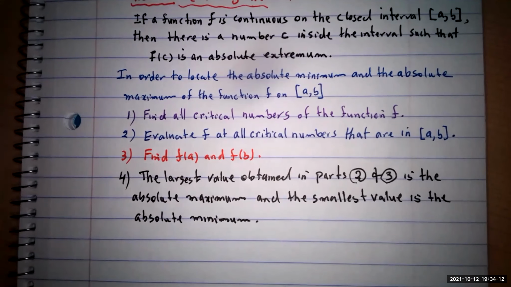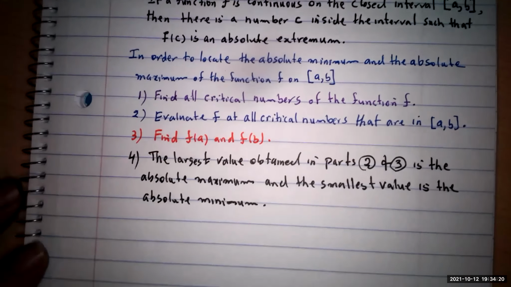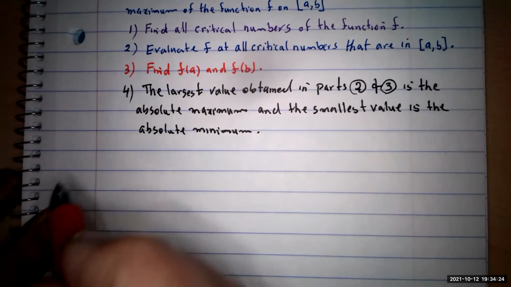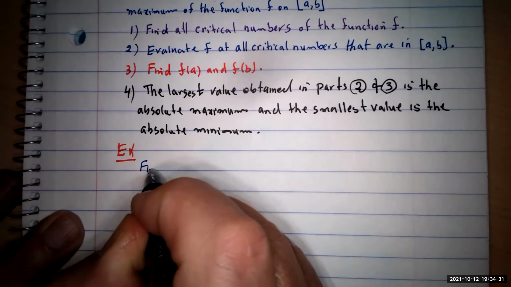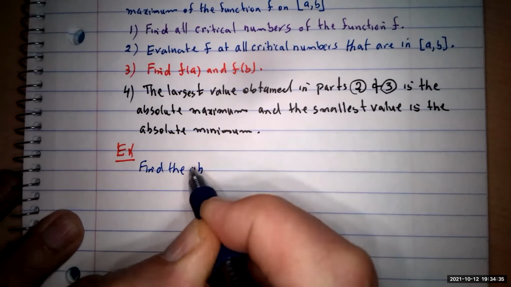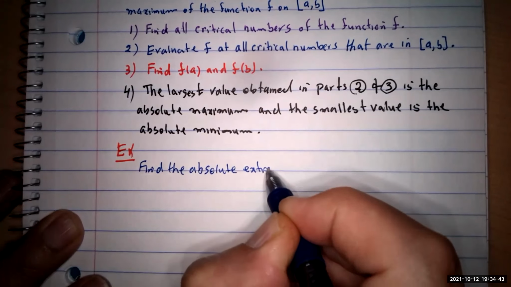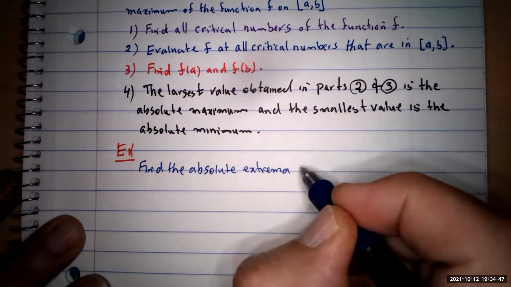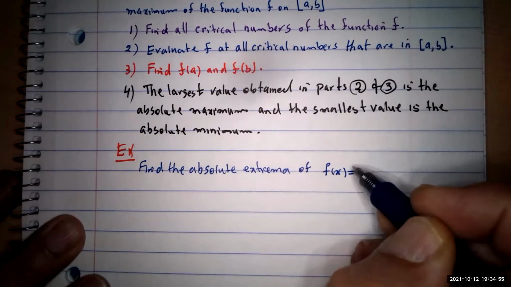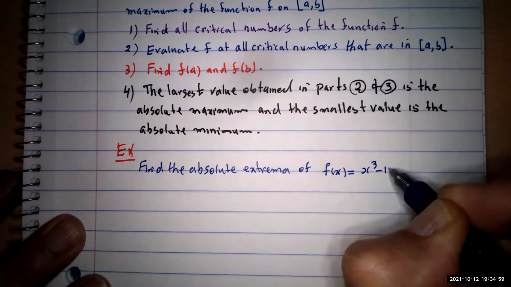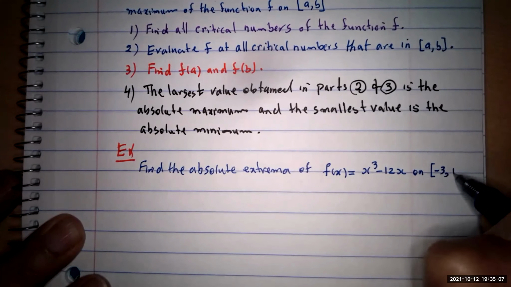Any question? So just a couple of examples. The examples are mostly polynomial types, so we just give you a polynomial. You are going to be asked to find the absolute extrema. Remember, it's not relative, it's absolute. Absolute extrema means the max and the min. Find the absolute extrema of this function: f of x equals x cubed minus 12x, on the closed interval negative 3 comma 1.